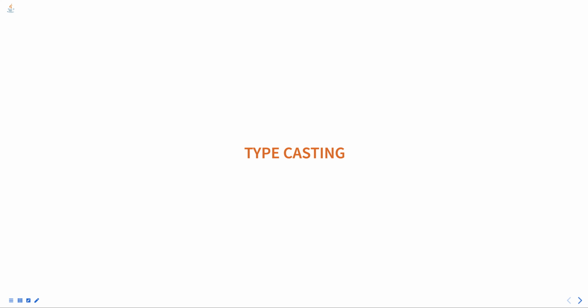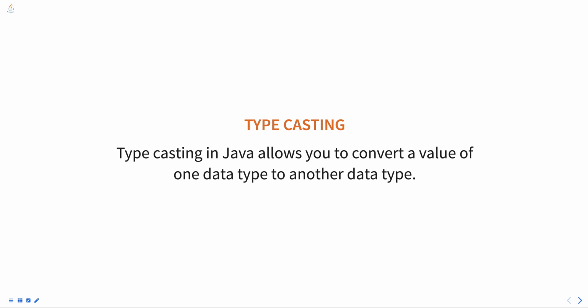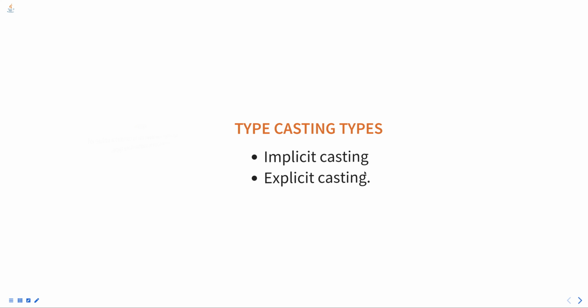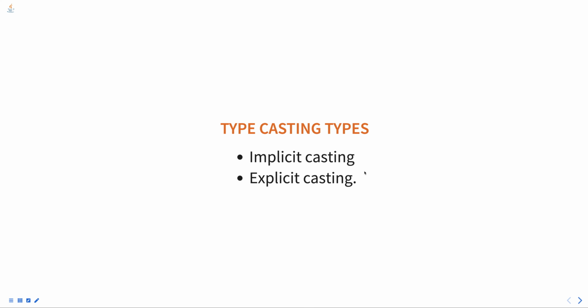Hello everyone. Today we are going to talk about typecasting, part of programming in Java course. Typecasting in Java allows you to convert a value of one data type to another data type. There are two types of typecasting in Java: implicit casting and explicit casting.